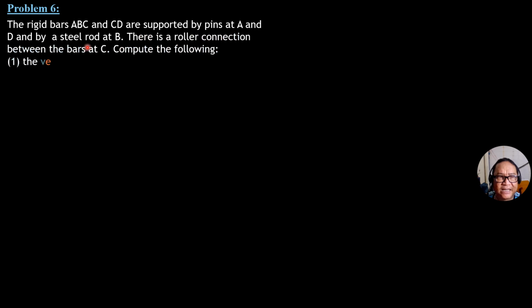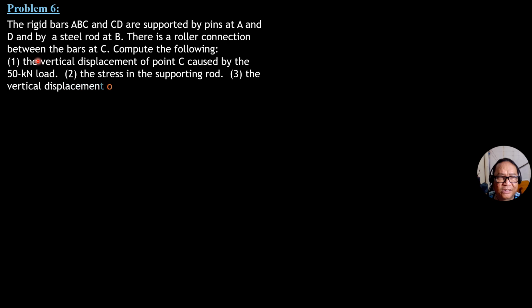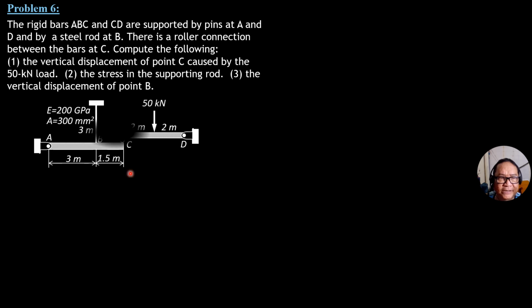Problem 6. The rigid bars ABC and CD are supported by pins at A and D and by a steel rod at B. There is a roller connection between the bars at C. Compute the following: the vertical displacement of point C caused by the 50 kN load, the stress in the supporting rod, and the vertical displacement of point B.